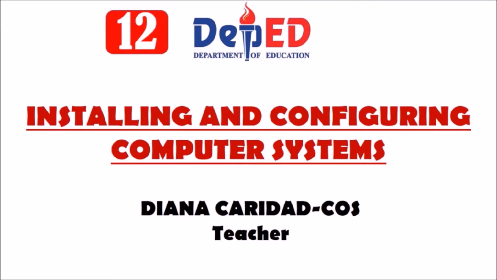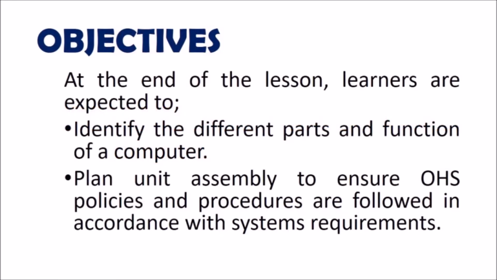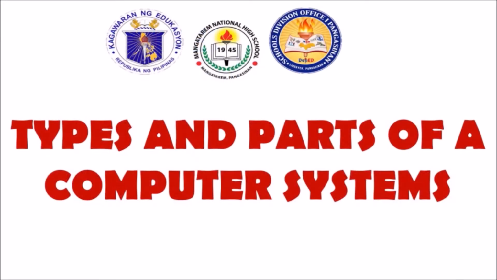Our topic for today is about your core competency number one, which is installing and configuring computer systems, and the objectives you are expected to: number one, identify the different parts and functions of a computer; number two, plan unit assembly to ensure OHS policies and procedures are followed in accordance with system requirements; and our first topic for that particular core competency is types and parts of a computer systems.